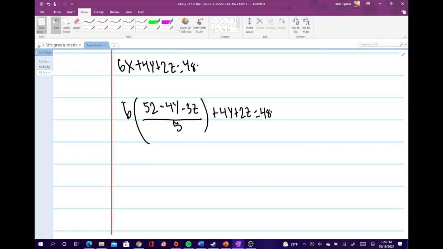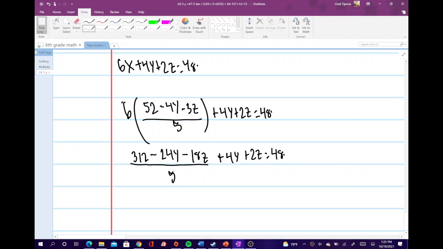So then, first we're going to multiply the 6, right? Let's see here. So 52 times 6 is 312, right? So we have 312 minus, and then 6 times 4 is 24, so 24y minus 18z all over 5 plus 4y plus 2z equals 48.